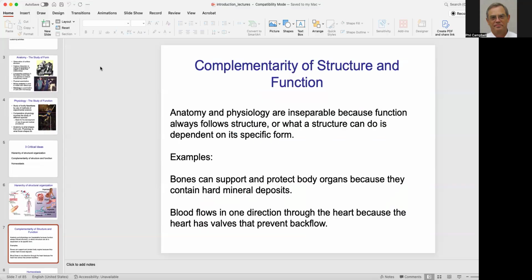Now, complementarity of structure and function. The form enables function, and the function is enabled by form. So let me give you a couple of examples. Bones are internal support structures of the body. Everyone thinks about that. They're much more than that, as you will discover when we get into the skeletal system.